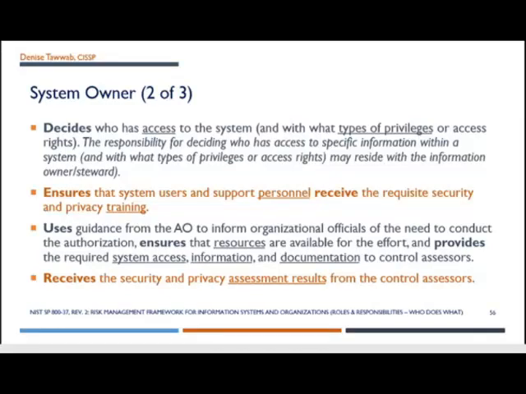They use guidance from the authorizing official to inform organizational officials of the need to conduct the authorization, ensure that resources are available for the effort, and provide the required system access, information, and documentation to the control assessors. And the system owner receives the security and privacy assessment results from the control assessors.